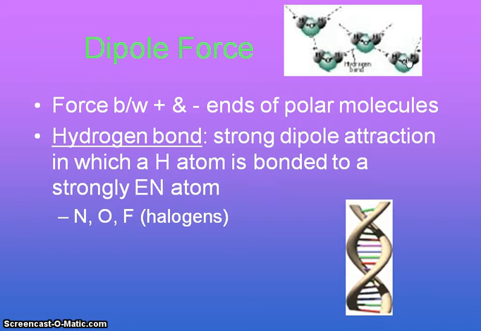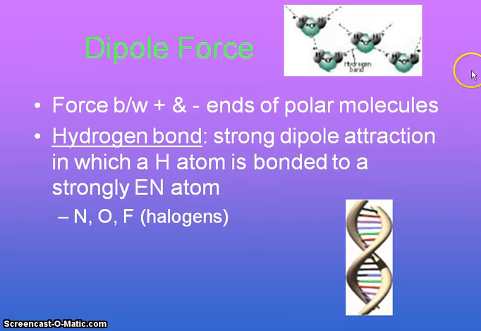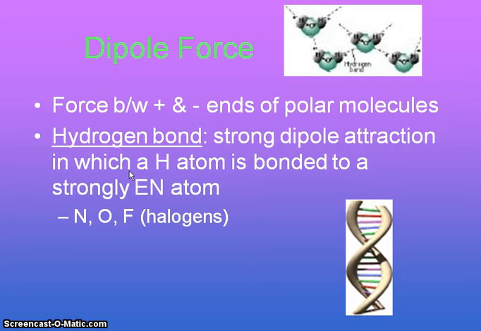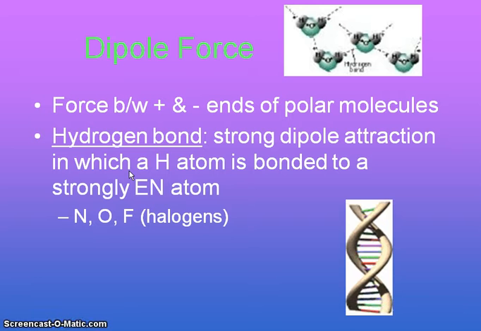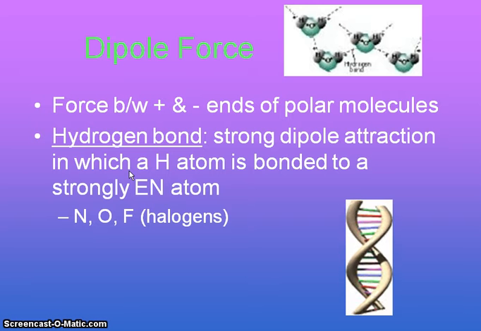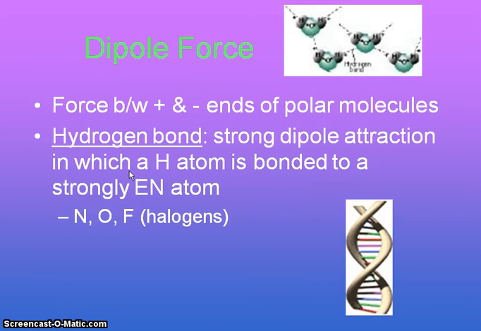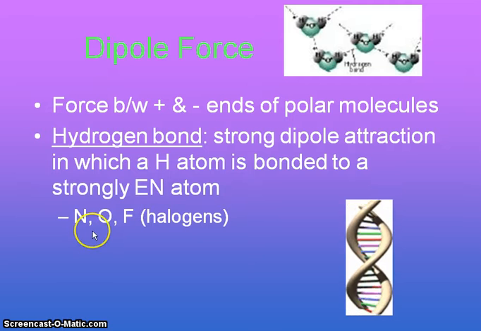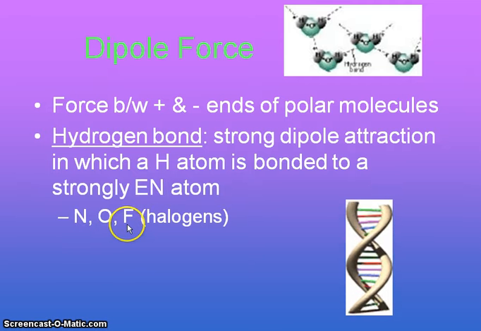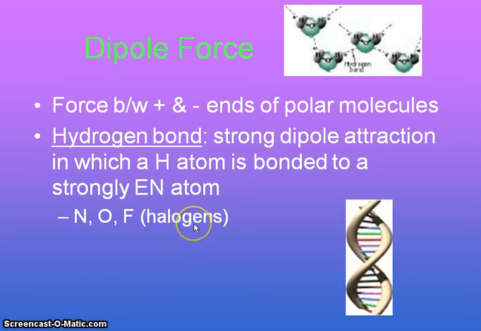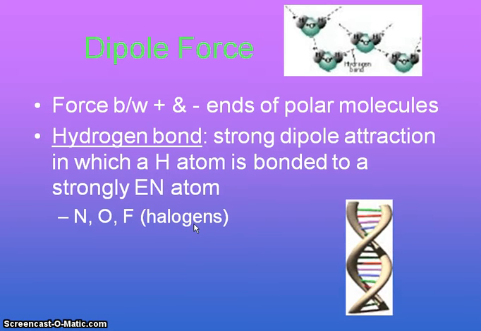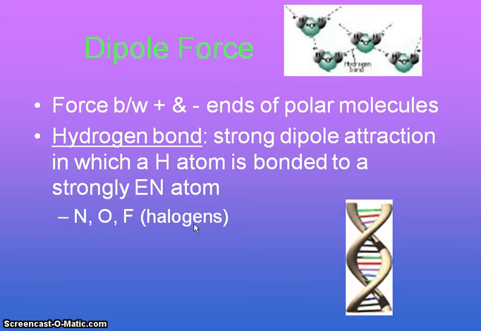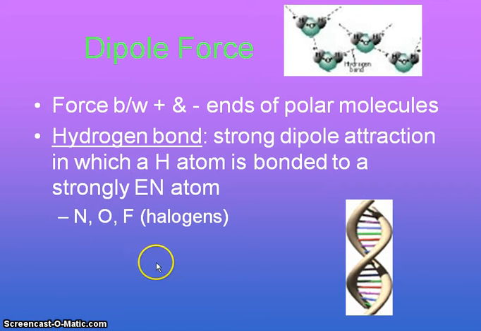Now, a type of dipole force is called a hydrogen bond, which obviously involves hydrogen, and it's going to be a strong dipole force that involves the hydrogen being bonded to something that is very electronegative. In general, the most common ones that form hydrogen bonds are nitrogen, oxygen, and fluorine. The rest of the halogens may be involved as well, being that they are also relatively electronegative, but nitrogen, oxygen, and fluorine are just the most common.